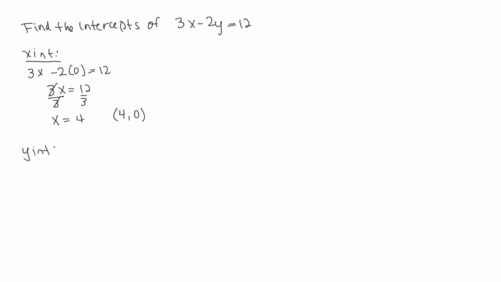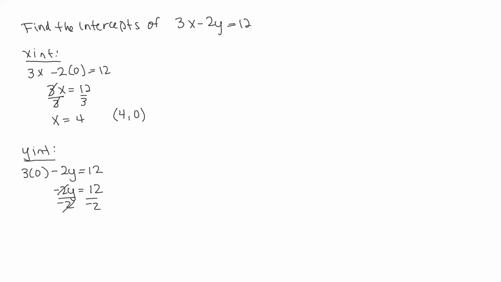Now let's look at the same equation, but we're going to look at the y-intercept. Remember, let the opposite variable equal 0. So in this case, we let x equal 0 and then solve for y. 3 times 0 is 0, and 0 minus 2y is negative 2y. Negative 2y equals 12. I need to undo the multiplication of negative 2 and y, so I divide both sides by negative 2.